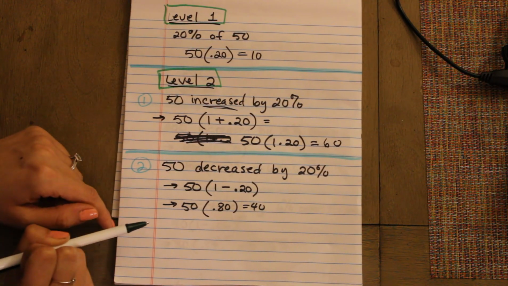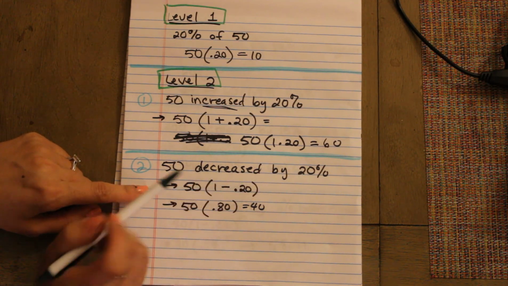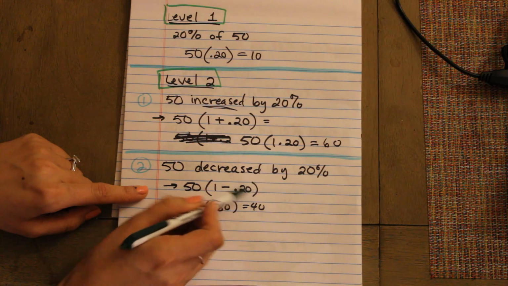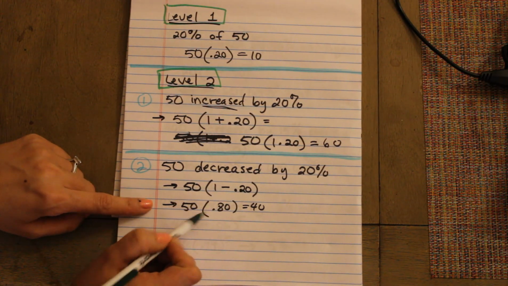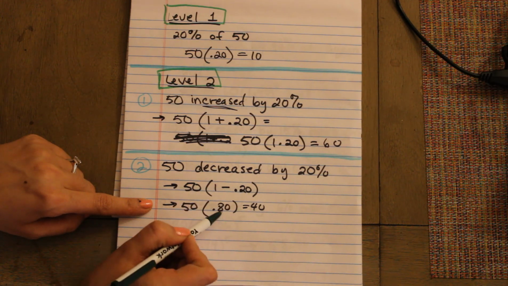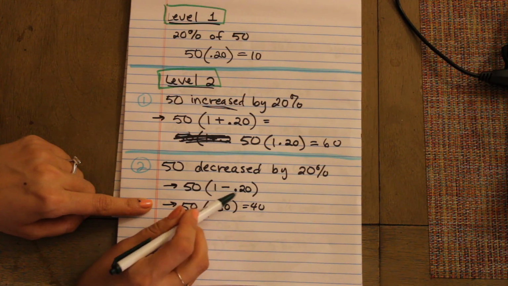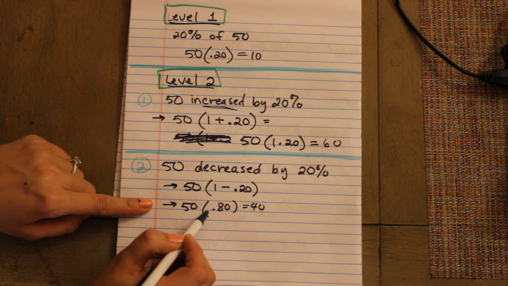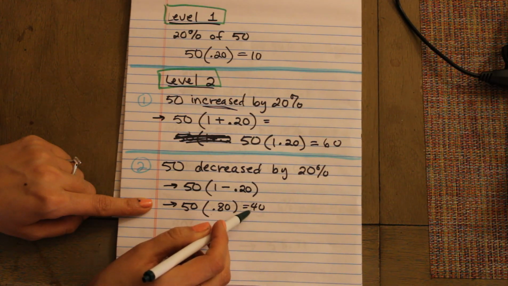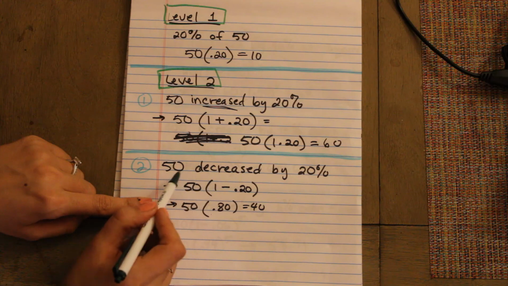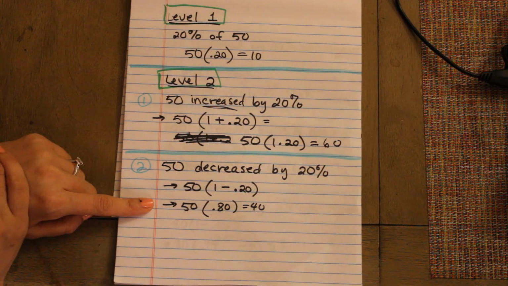Decreasing, meaning we're going to go down by a certain percentage. So 50 decreased by 20% is 50 times 100% of what I have minus 20% of that. So it'd be 1 minus 0.20, and if you put that in your calculator, that becomes 0.80. You can think of this as 100 minus 20 also. So 50 times 80%, 0.80 is going to give me 40. And notice that 40 is of course less than 50.